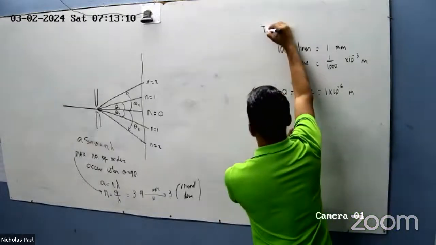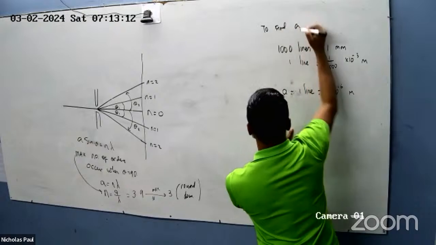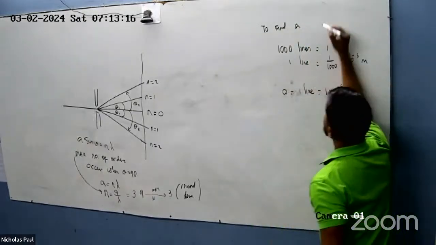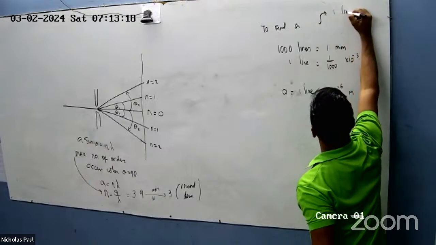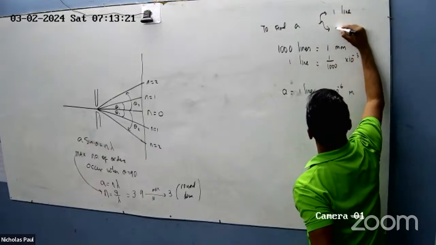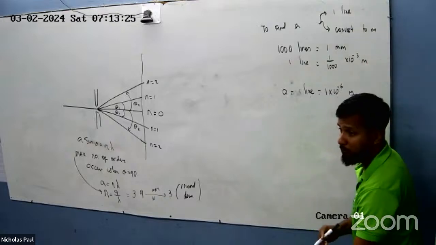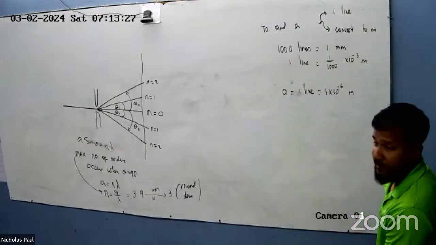All right. So to find A, two things you do. The first thing you do, you find it for 1 line, and then you convert to meters. Those are your 2 steps in finding A.